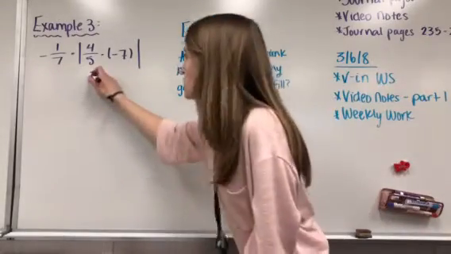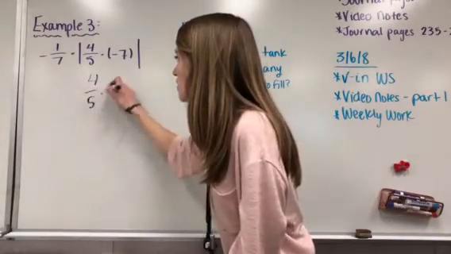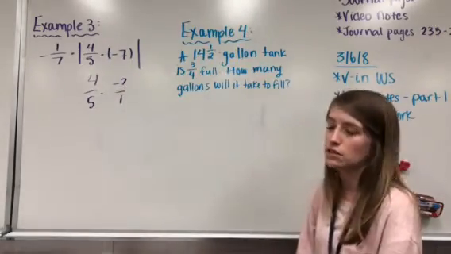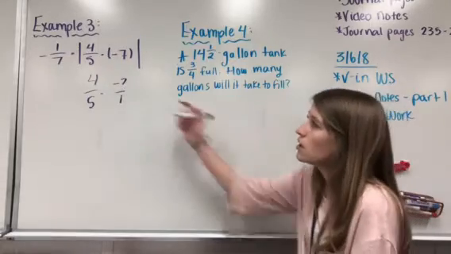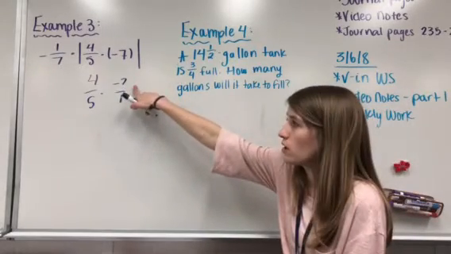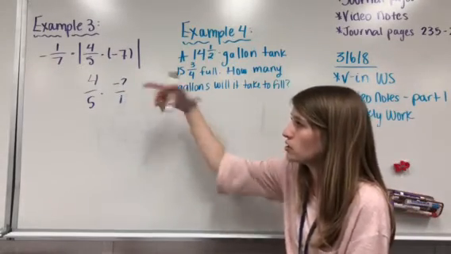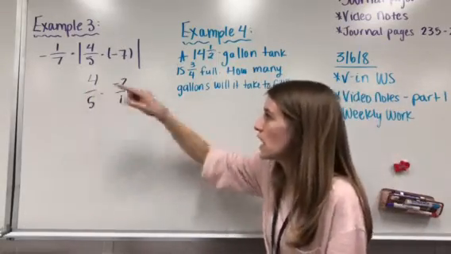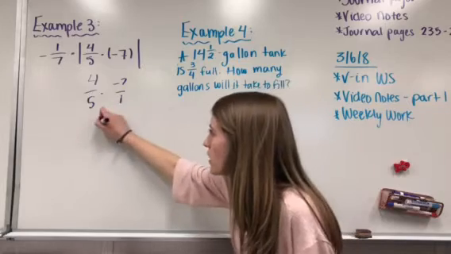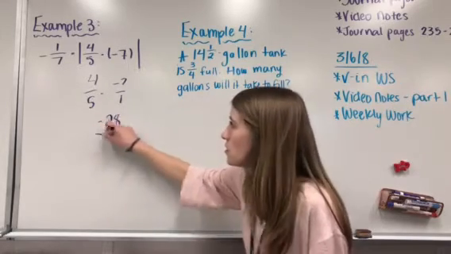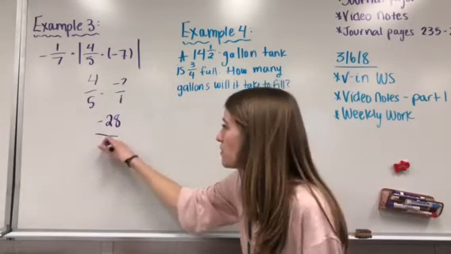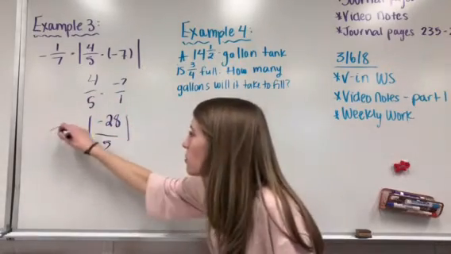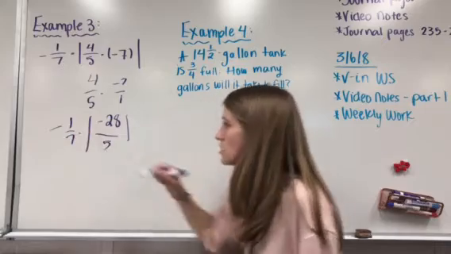Now I know that 4/5 times negative 7 is just like 4/5 times negative 7/1. I put the sign with the numerator so that I could do this multiplication a little bit easier. So right here I have 4 times negative 7, that's negative 28. 5 times 1, that's 5. Now this is all still within the absolute value, and then we're going to multiply it by a negative 1/7.